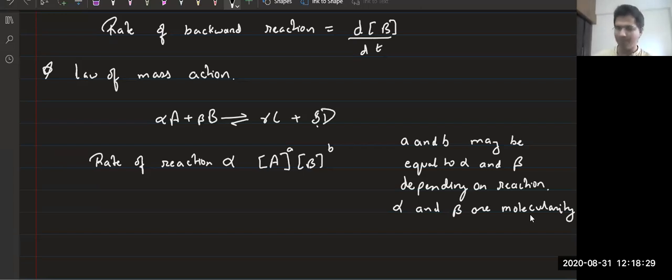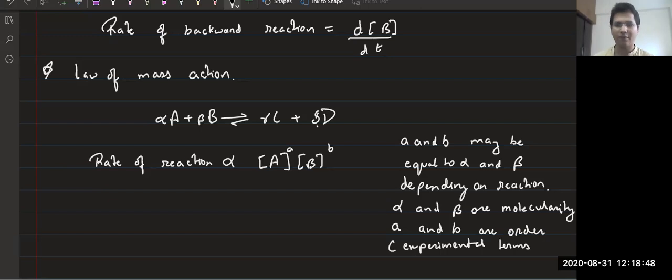But a and b are the order. This is your experimental term. Alpha and beta are your stoichiometric terms, and a and b are your experimental terms. Got it? It is directly proportional. Yes, no, it is directly proportional, right? If concentration of A is more, then the reaction will be faster. Yes or no? Got it, everyone?